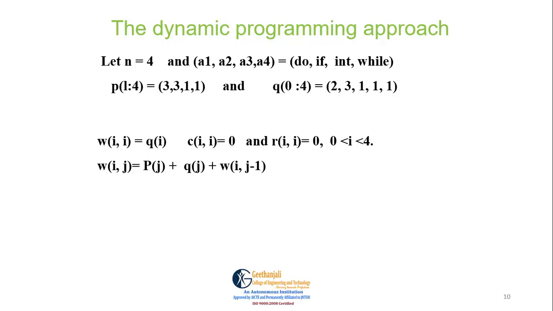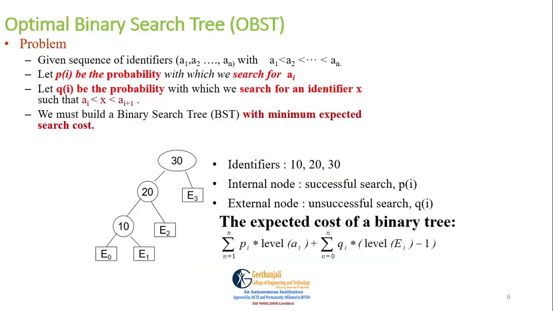How many empty trees are there actually? If you look at the previous diagram, how many empty trees are there in this one? E0 is one empty tree, E1 is another empty tree, E2 is another empty tree, like this. Why am I saying they are empty trees? Because they don't have any key elements. So first you find the cost of the empty trees.